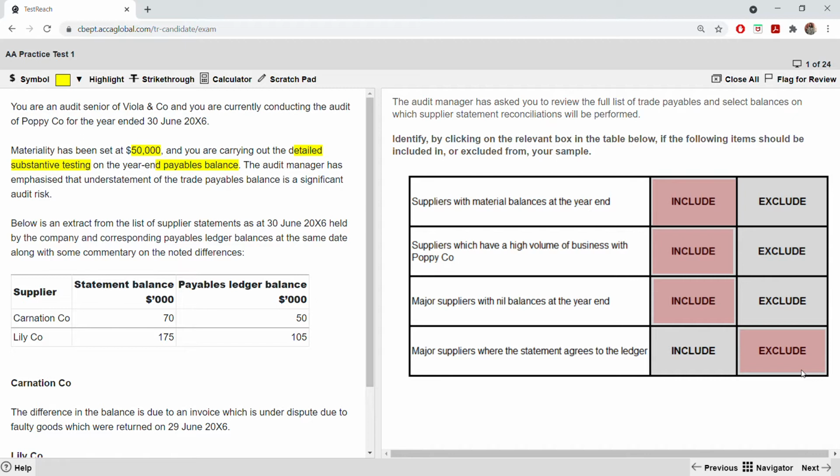Why is it like this? You should know why you're including and why you're excluding. Here, what is the main key assertion? Completeness. It has to be complete. Completeness is the key assertion. Here they are saying in the sample what you have to include. The sample should be selected to verify where the balance may be understated, and therefore they should include. If it's understated, definitely high volume, material balance and all those things should be included.